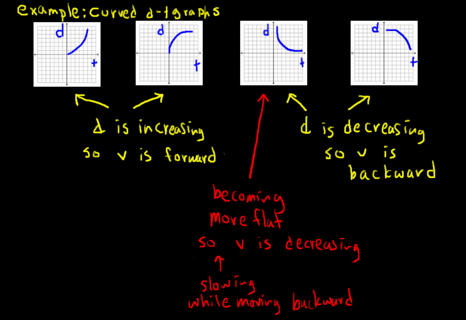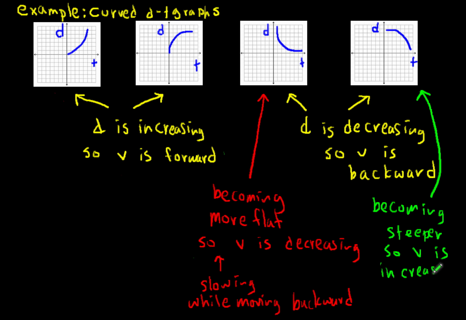And in the final d versus t graph, we can see that the graph is becoming much steeper. It's getting closer to a vertical line. As a graph becomes steeper, we know that the v is increasing because the slope is increasing. This means that it's speeding up while traveling backwards.